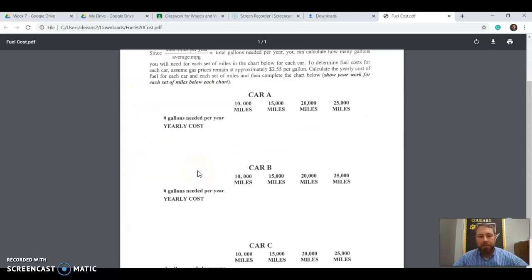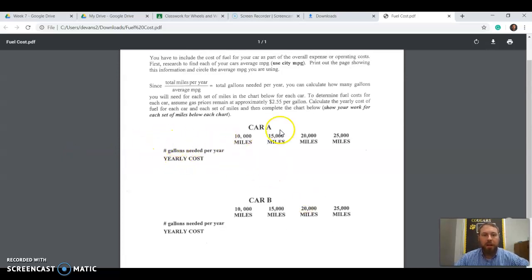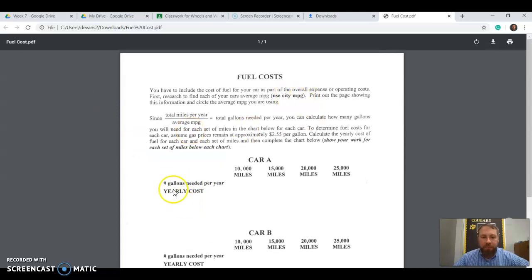Now, this one you're going to have to do for each of the cars, so make sure you're aware of that. This one's pretty easy. You're just calculating it by the city MPG. So you find your city MPG on Kelley Blue Book. Each one of your vehicles is going to have a different MPG. They'll probably be really close to one another, but they'll be probably 1 or 2 miles per gallon off.